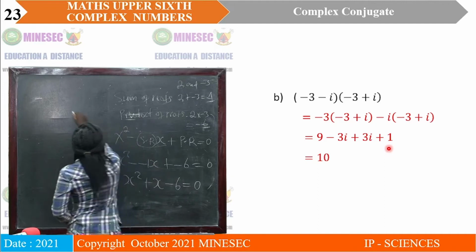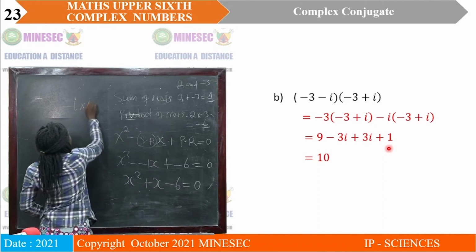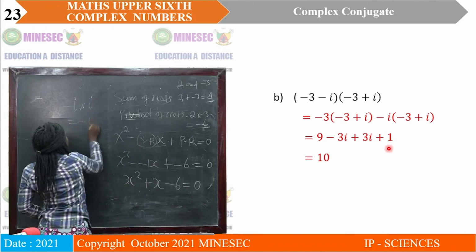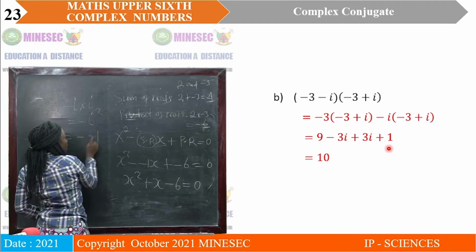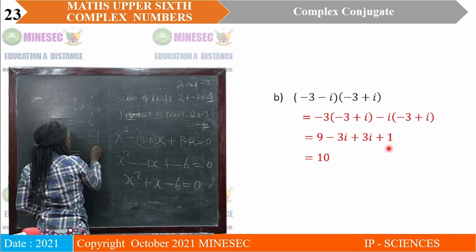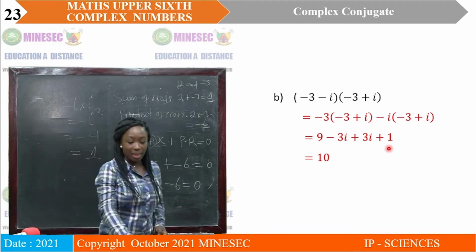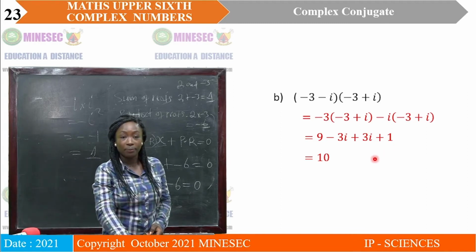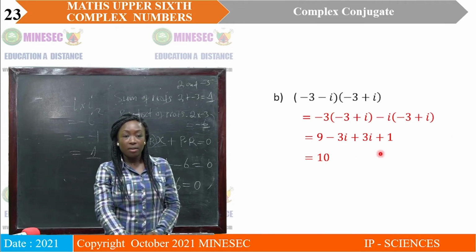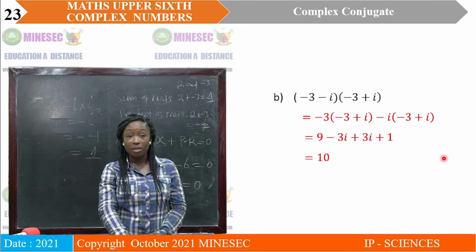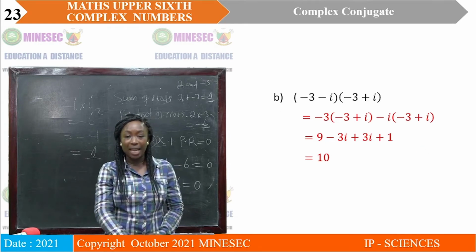Negative i times i equal to negative i squared, but i squared equal to negative 1. So negative 1 times negative 1 gives positive 1. That is why we have plus 1 here. And so, evaluating that, we're going to have 9. Negative 3i plus 3i gives 0. 9 plus 1 is 10.